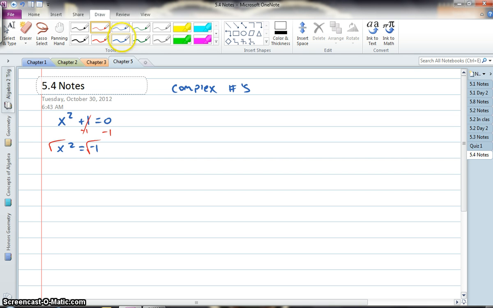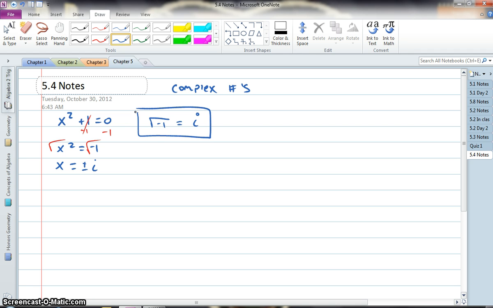Now, for years, your math teachers, sorry, but they've all been lying to you. All right? We can take the square root of a negative number. Now, the square root of negative 1 is equal to i. Now, i stands for an imaginary number. Yes, that's why this is called complex. It's very complex. There is such a thing as imaginary numbers, and that's what we use when we take the square root of a negative.